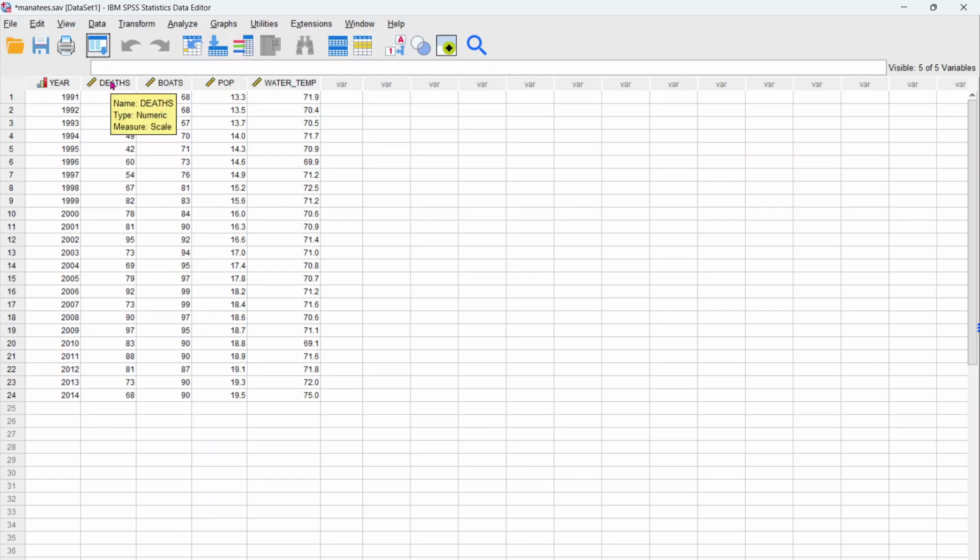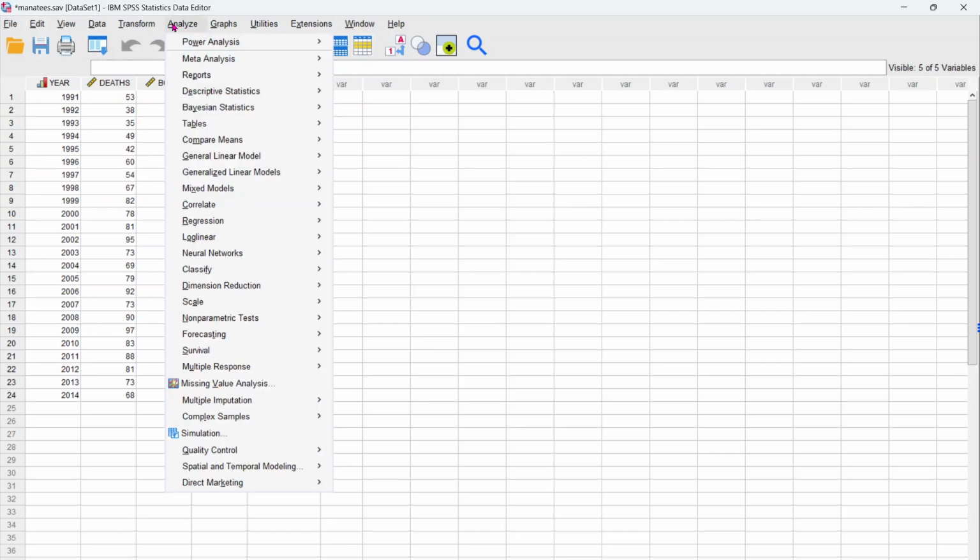Death is my y or dependent variable. Death is dependent on boats. Okay. It would not make any sense to predict boats based on deaths. There's a weirdness to that. It's not really a sensible model. Okay. Anyway, so how do we run a regression model? Let's learn something new today, shall we?